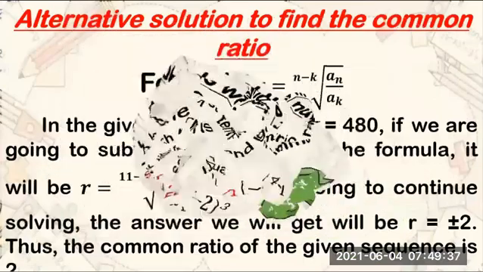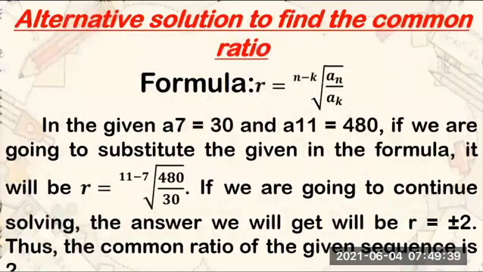So kagaya po ng ating arithmetic sequence kanina, there is an alternative way in finding the common ratio. So that is through the use of the formula r is equal to n minus k root of a sub n all over a sub k. So let's have this given. Hahanapin natin kung ano ang common ratio ng sequence na given ng a sub 7 is equal to 30 and ang a sub 11 is equal to 480. So yun lang yung given, and then hahanapin natin kung ano yung common ratio.